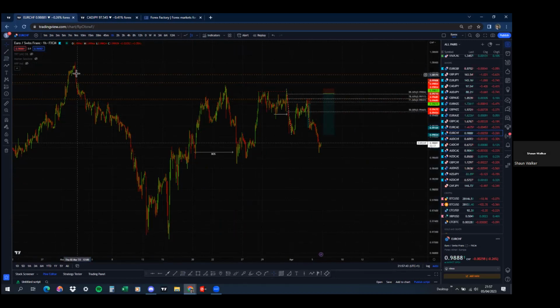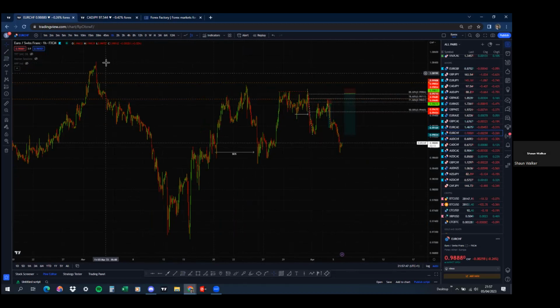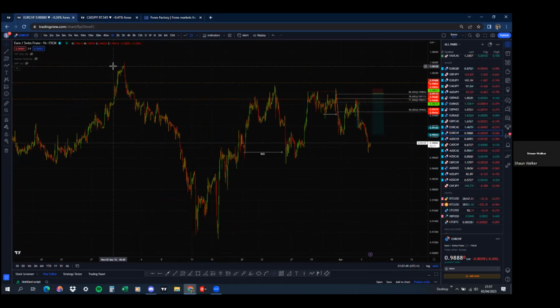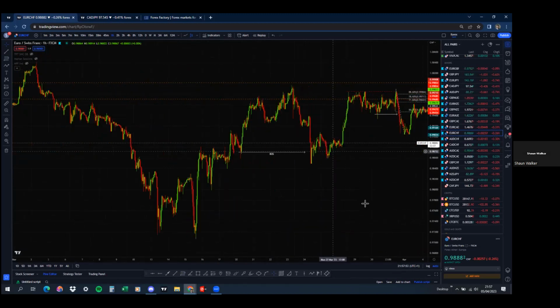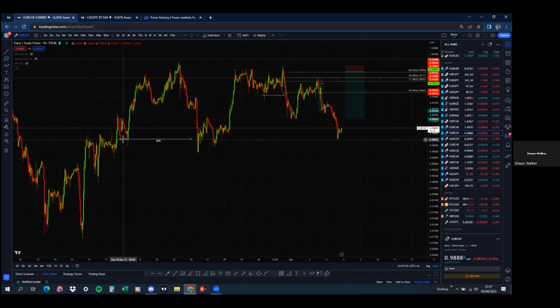And if it did come up this deep into your fib zones, I would expect it just to take the high anyway. So I saw this break of structure here, and then it's come back to the origin, and then we've had this sideways movement, and we've pushed up and then pushed down again.